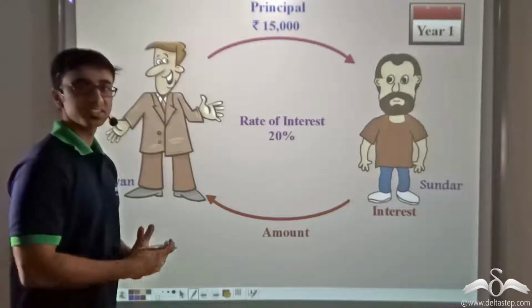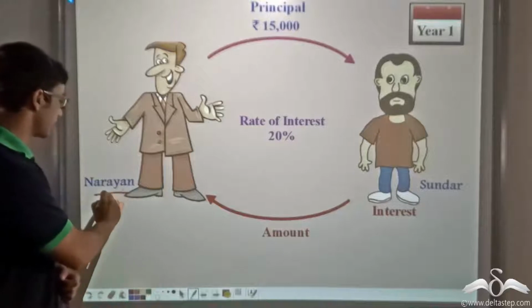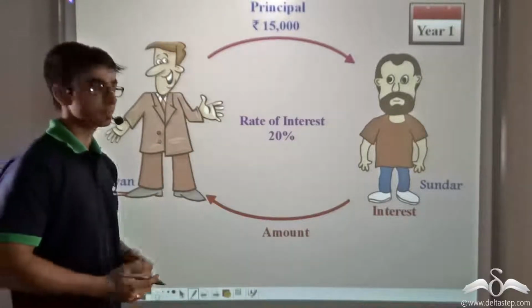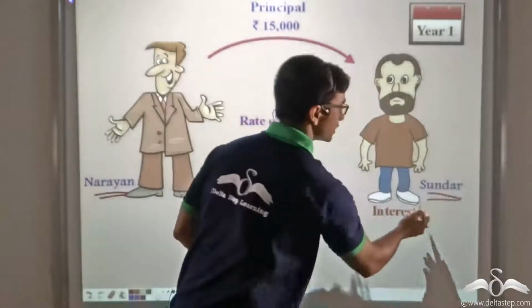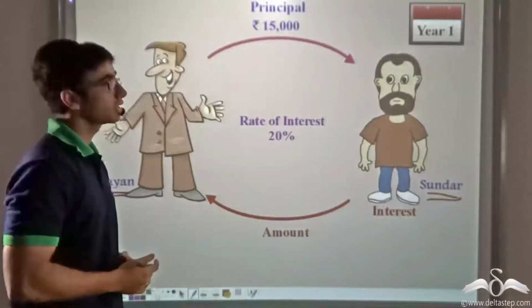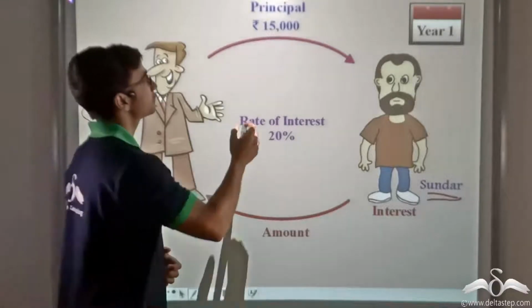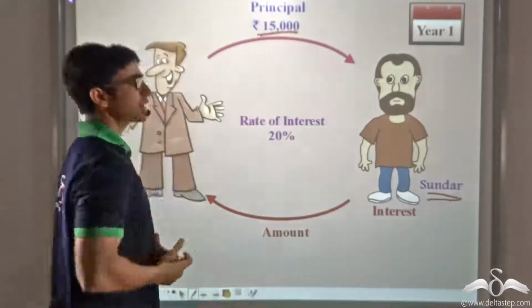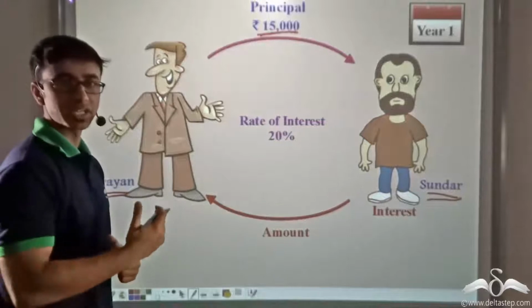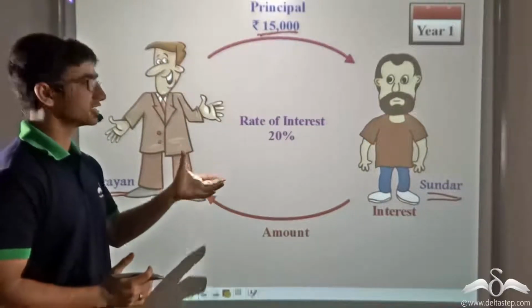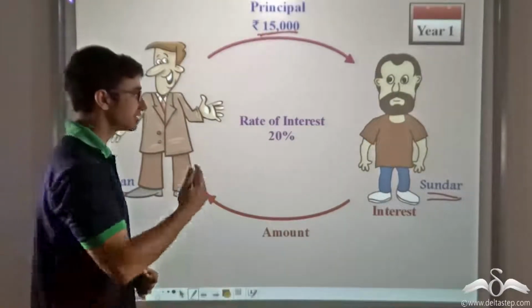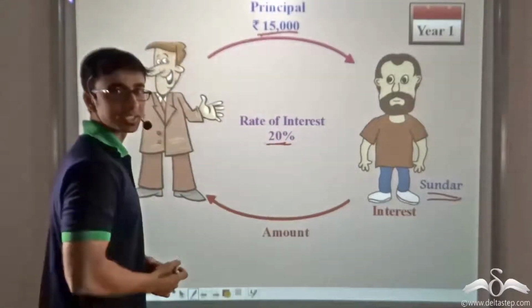We consider the scenario of the businessman Narayan and his friend Sundar coming to borrow a certain amount of money from him again. Now over here we find that Sundar is asking for a sum of rupees 15,000 because he has landed in some sort of financial difficulty. Now the rate of interest that Narayan is charging remains the same, 20%.